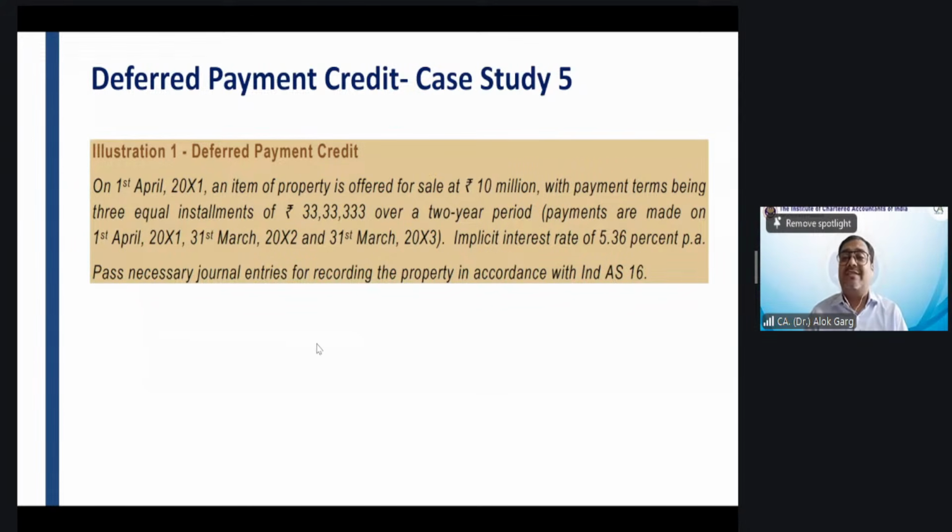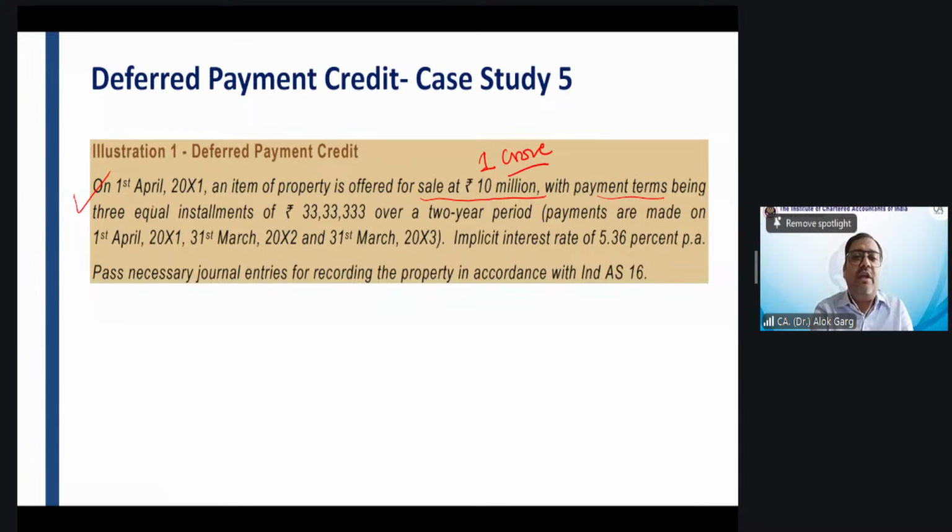Now let's discuss illustration number 1 on deferred payment credit from the ICAI study material. On 1st April 20x1, an item of property, meaning a property, okay, item का मतलब ये मत समझना property में से ईंट निकाल कर बेच रहे हैं. It is not bricks of the building. It is a property. On 1st April 20x1, a property is offered for sale at rupees 10 million. 10 million means 1 crore.